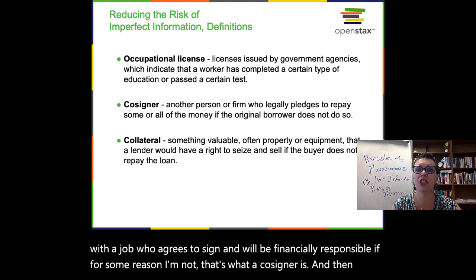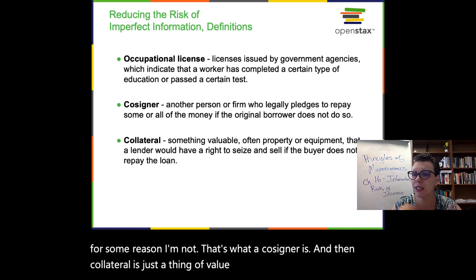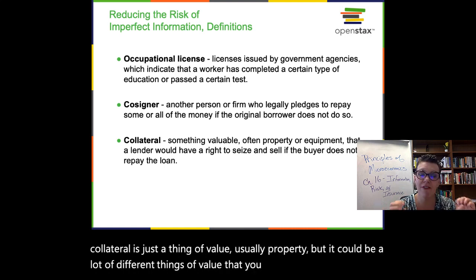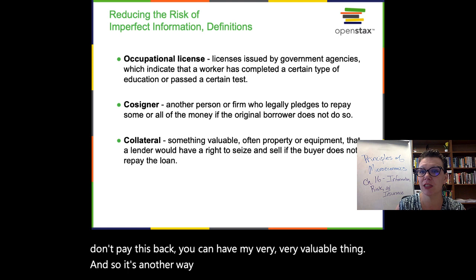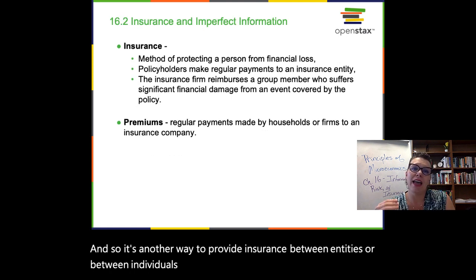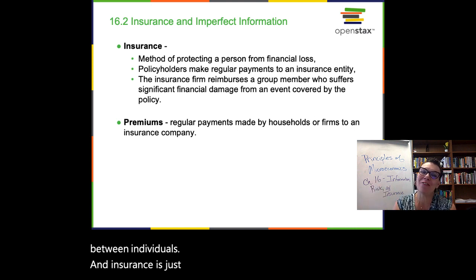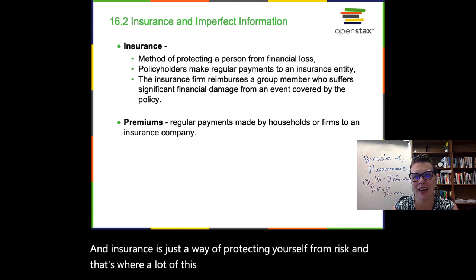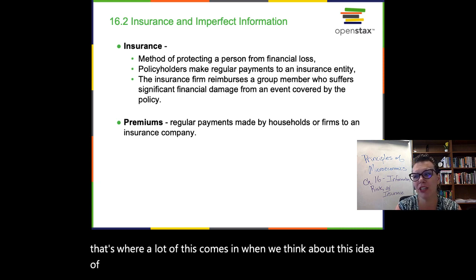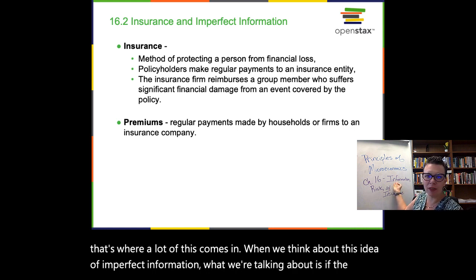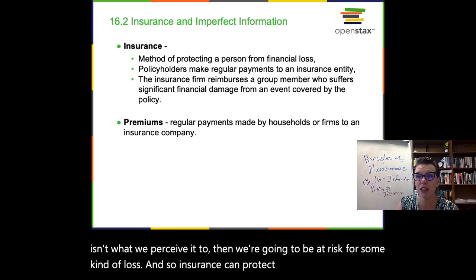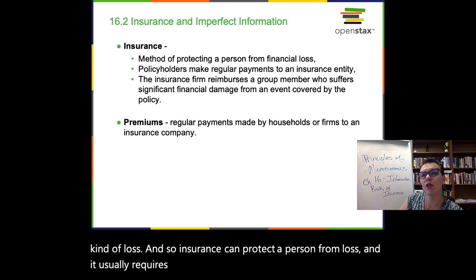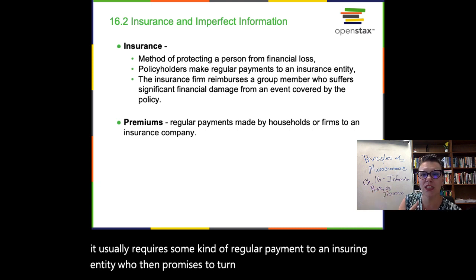And then collateral is just a thing of value, usually property, but it could be a lot of different things of value that you hold and say, listen, if I don't pay this back, you can have my very, very valuable thing. And so it's another way to provide insurance between entities or between individuals. And insurance is just a way of protecting yourself from risk. And that's where a lot of this comes in. When we think about this idea of imperfect information, what we're talking about is if the quality isn't what we perceive it to be, then we're going to be at risk for some kind of loss. And so insurance can protect a person from loss, and it usually requires some kind of regular payment to an insuring entity who then promises to turn around and support you when something goes wrong.